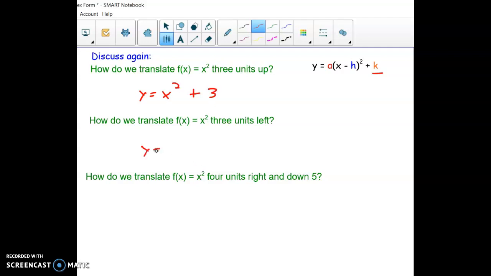3 units left would be on the inside. So instead of minus 3, it would be plus 3, because that's sort of opposite. The left and right is opposite. And then 4 right and down 5, we kind of have both parts. So the right would go inside here, and that would be the opposite of what we think. So we go minus 4 to make it go right 4, and then minus 5 to make it go down 5.